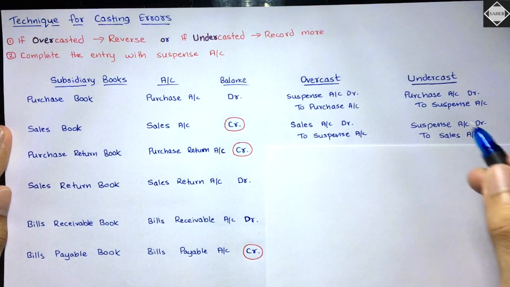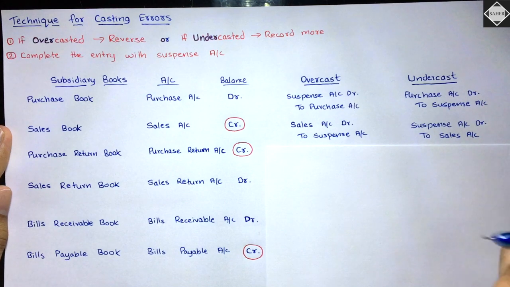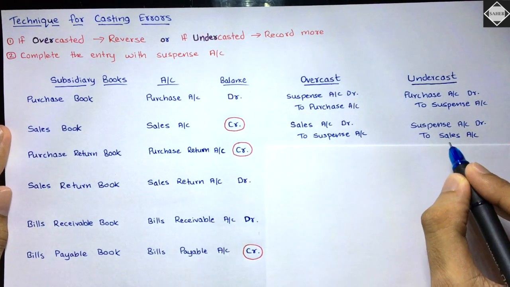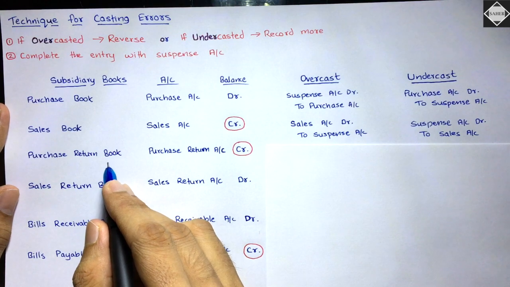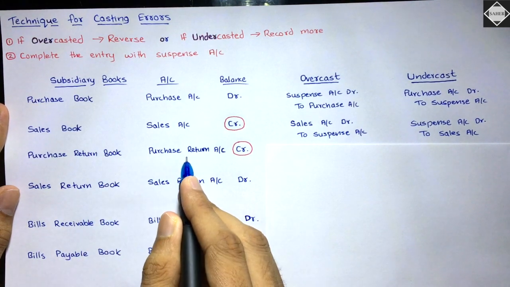And then see here, if sales is undercast, less than what it actually is, what you have to do, record more, increase that account. So the sales account you have to increase. Sales has a credit balance. To increase, you have to credit sales. Complete the handicap with suspense account debit. Is that clear? Yes.